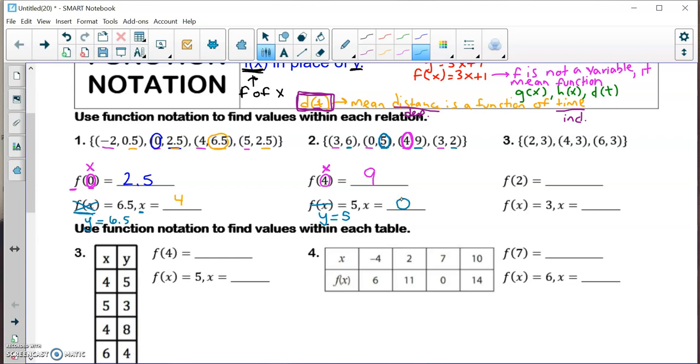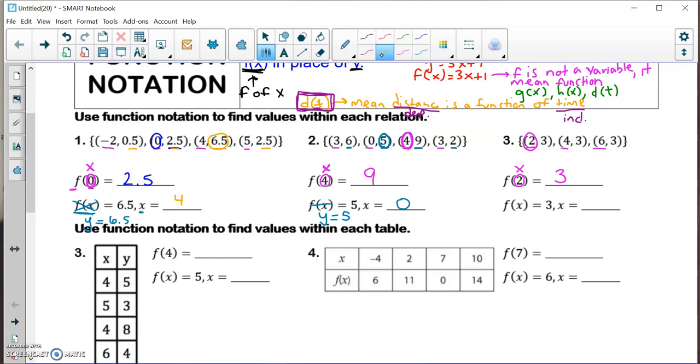Number 3, f of 2. Really just means that x is 2 and I want to find the y value that's attached with that x value of 2. So looking at my x values, I find the x value of 2 and the y value that's paired with that is a 3.